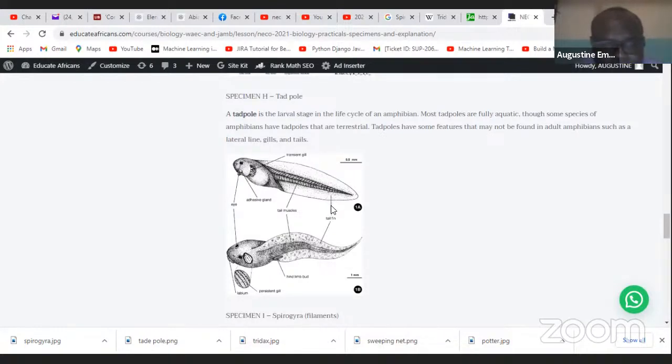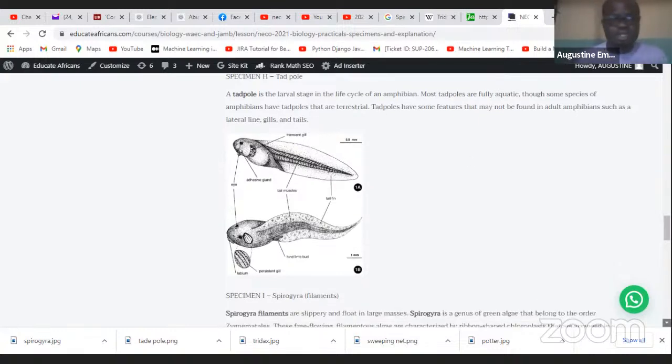So you have this transient gill, this is the tail, this is the tail muscle. Those are important things. This is the eye and the adhesive gland. So you should know this diagram and know how to label them, so that even if they are drawn for you and these arrows are taken out, you should quickly be able to label this diagram.